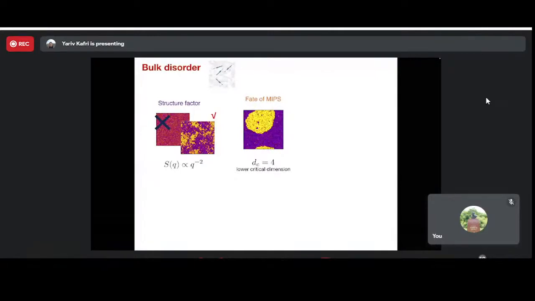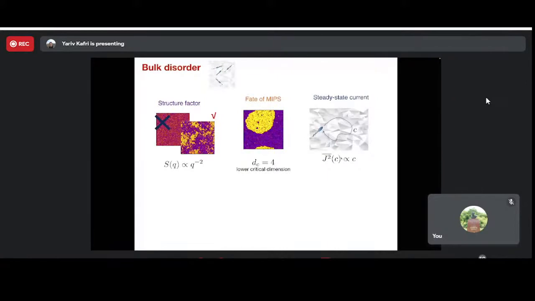And finally, because this is a non-equilibrium system, it can support currents. And I'm going to characterize the currents in the steady state. And I'm going to show that if you take a loop in the system, then the variance of the current along this loop grows with the length of the loop. So this is just to illustrate the difference between equilibrium and non-equilibrium systems.